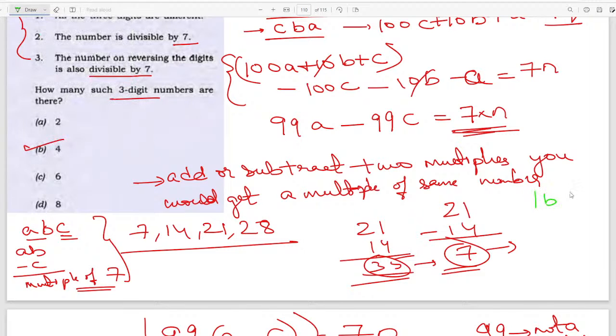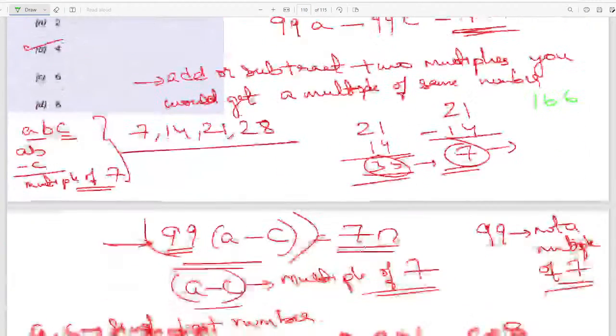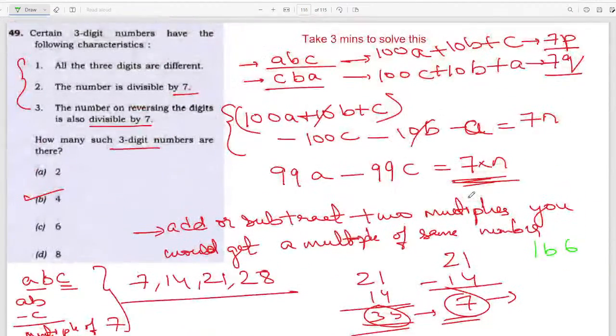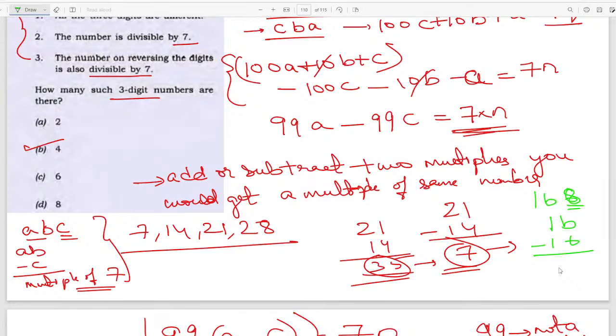So 1B and 6 was there. So in this number, I have, this is not 6. 1B and 8. 1B 8 was there. So this number I had to double it. So 1B minus 16 should give me a multiple of 7. So multiple of 7 here can be 0 or 7. But the maximum this number can be is 9, so the difference cannot be 9. But if B becomes 6, then this becomes 0.